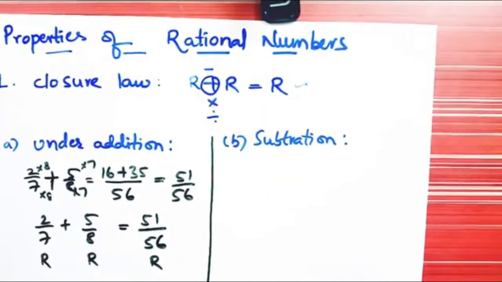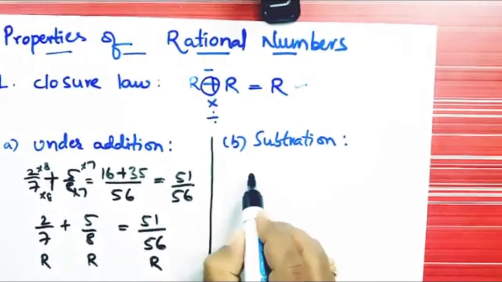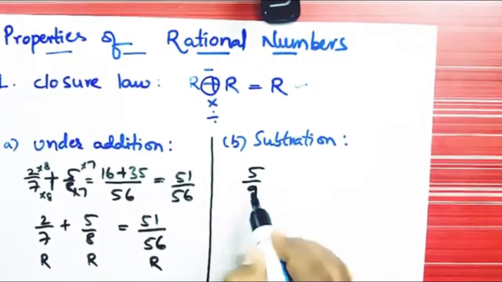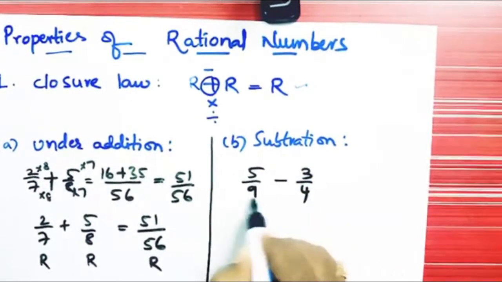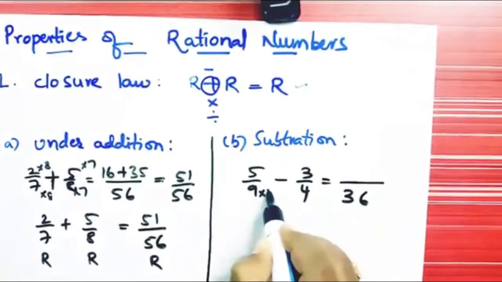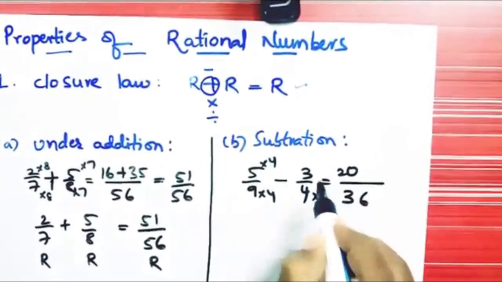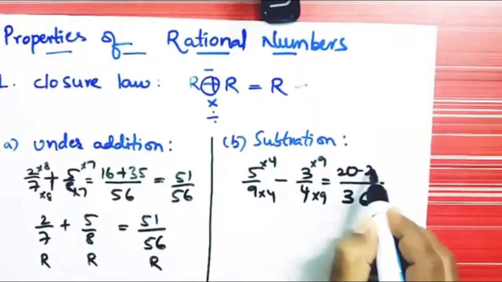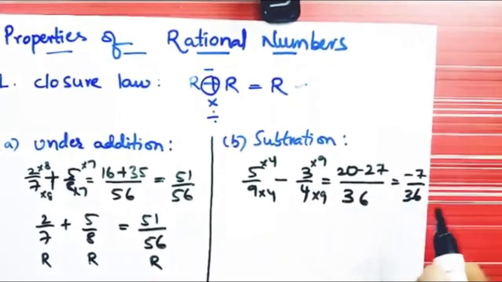Now we will check this closure condition for subtraction. Let me take the example 5 by 9 minus 3 by 4. So the LCM you will get is 9 fours are 36. So multiply: 9 fours are 36, then the numerator, 5 fours are 20, then 4 nines are 36, 3 nines are 27. Then you will get here minus 7 by 36.